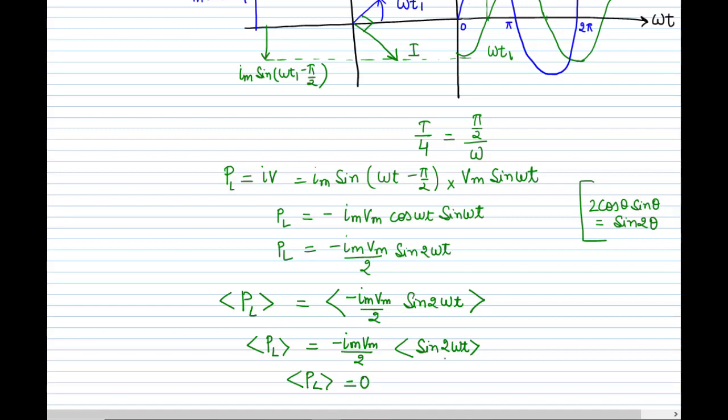Because sine 2 omega t over a complete cycle is 0, the average power supplied to an inductor over one complete cycle is 0. That is an important relation: if you are using an AC voltage source, then the average power applied to an inductor over one complete cycle is 0.